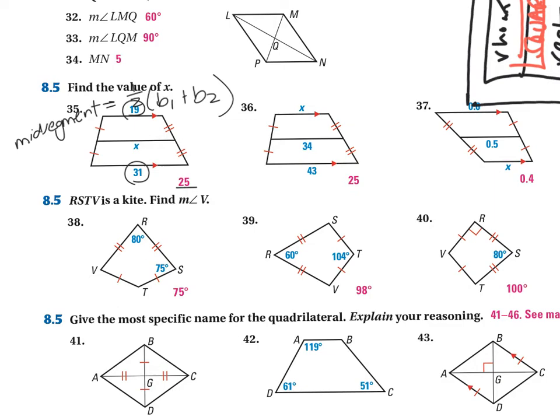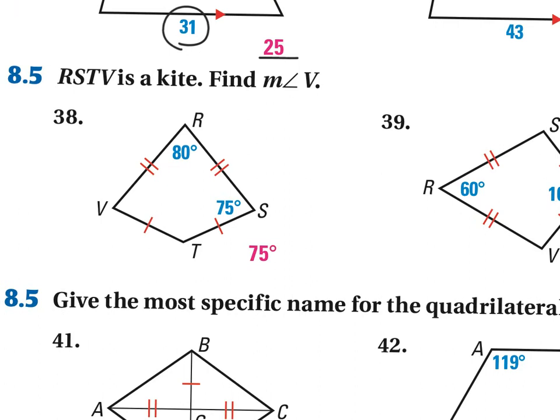Then the next section here is 8.5, still continuing with 8.5, but it's kites. So if you remember the properties of kites, a kite is the only one that has no parallel sides. And there were two pairs of congruent sides that intersected. So this is congruent to this and this to this. And then where the two non-congruent sides meet, those angles are congruent. So where a double tick mark and a single tick mark meet, and then the double tick mark and the single tick mark meet, those would be congruent. So this would be 75 degrees.